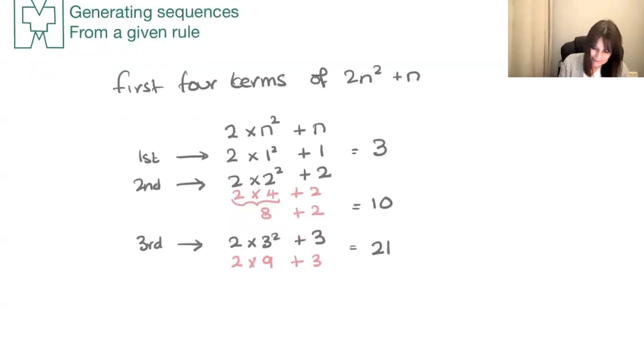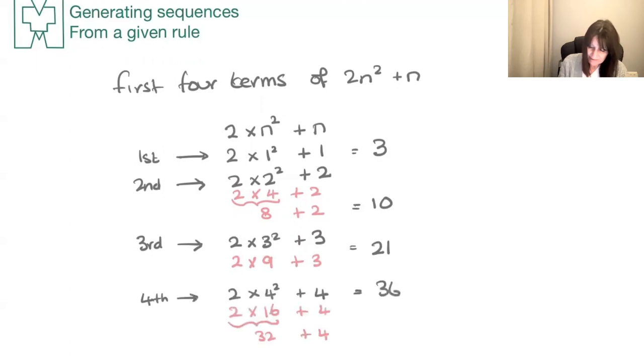And last but not least, in goes the fourth number. So we've got 2 times 4 squared plus 4. My 4 squared, 4 times 4 is 16. 16 times 2 is 32. So this bit here is 32. Add on my 4, and my answer is 36. So my sequence is 3, 10, 21, 36.